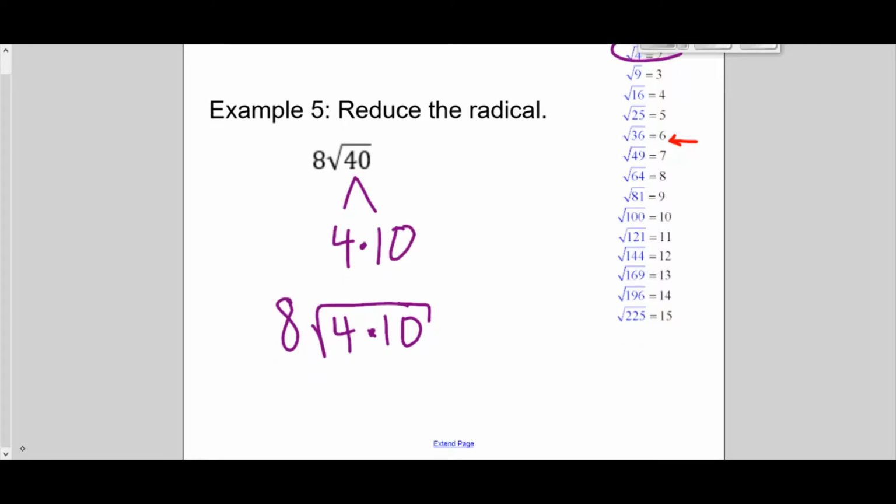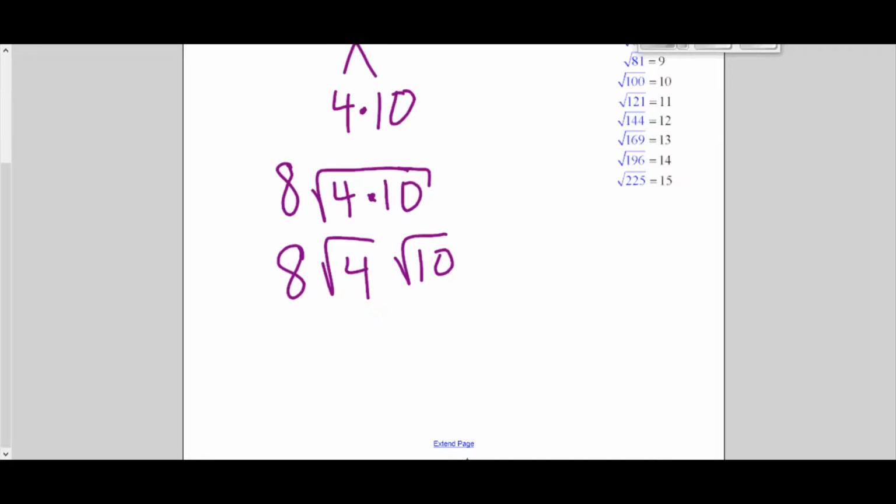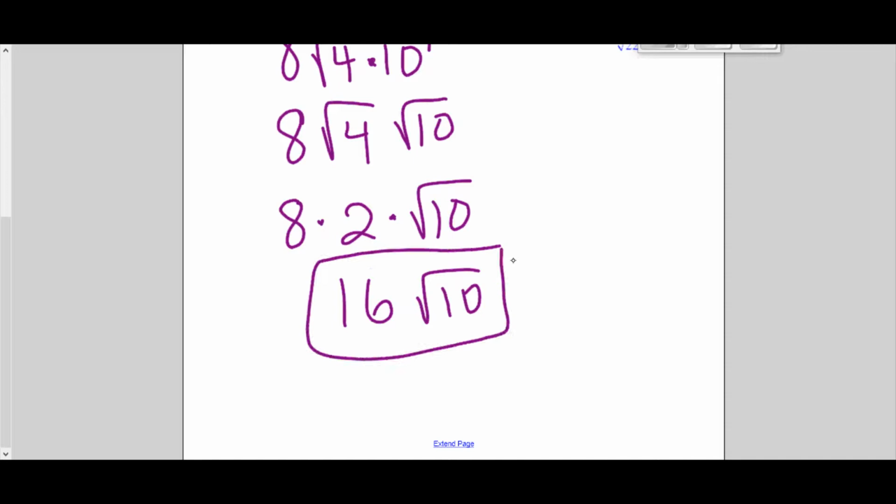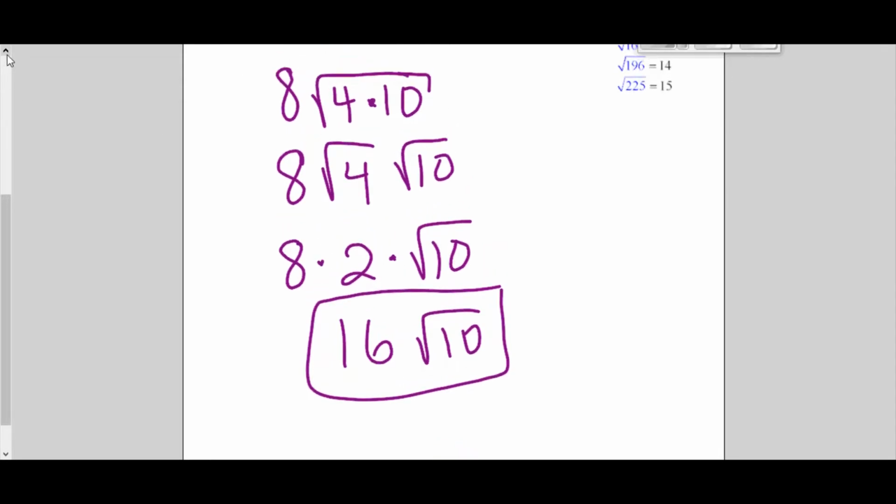So we remember that the product property says I can split this up as 8 times the square root of 4 times the square root of 10. So just break up the radical. We know the square root of 4 is 2, so it'll be 8 times 2 times the square root of 10. 8 times 2 is 16, square root of 10. So this would be 16 square root of 10.